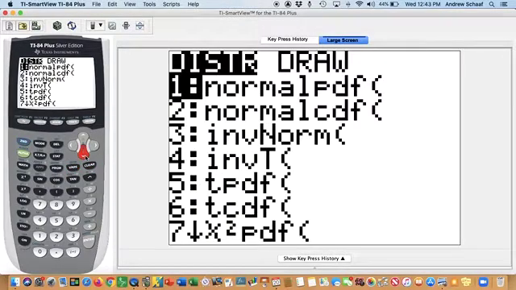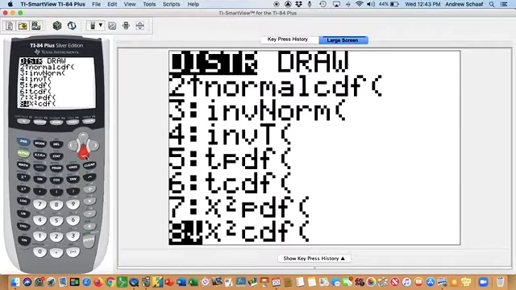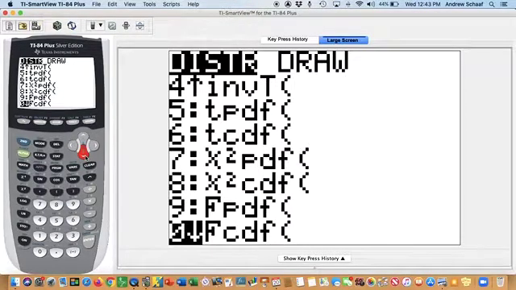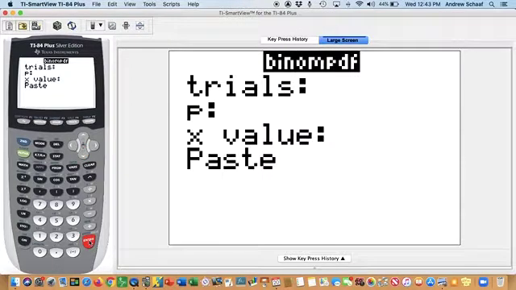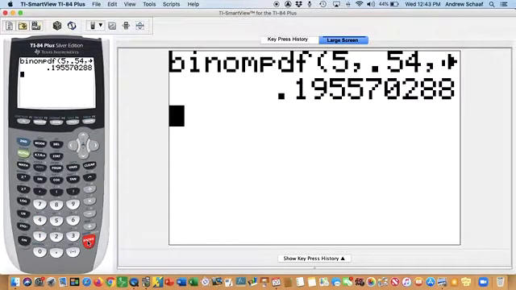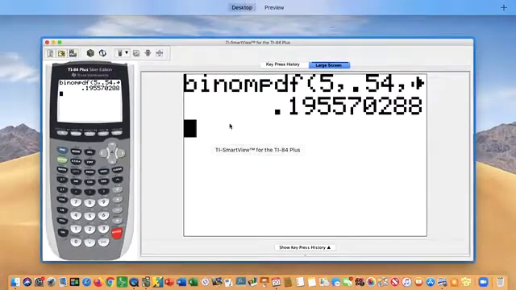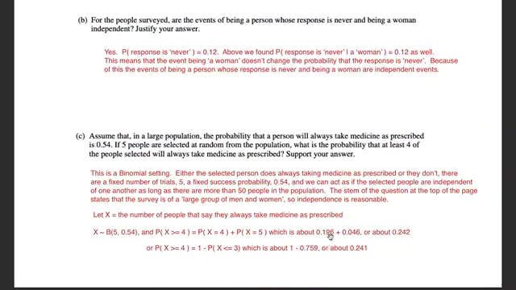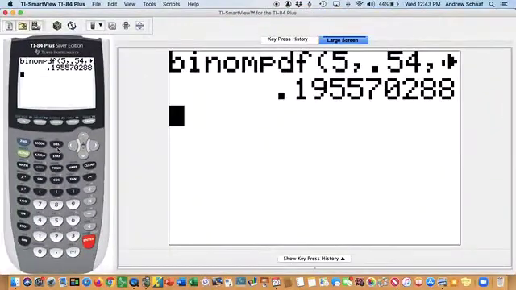Second variables, if you scroll down to binomial PDF, there it is. So the number of trials is 5. My fixed success probability is 0.54. And I'm looking for 4 successes. So that's where I got the first probability of 0.196. There's the 0.196, that corresponds to the 4. And if we do the same thing for 5, that's where the 0.046 comes from.